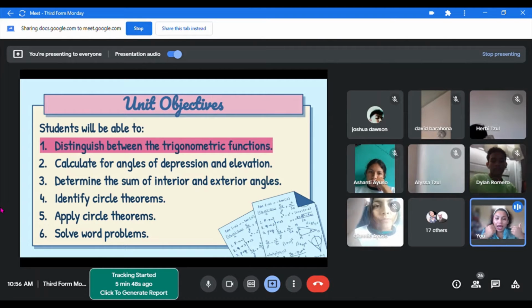cosine, and cosine, right? Now this week we are doing the second objective for our unit, which is to calculate for angles of depression and angles of elevation. And that is what we are covering for this week, right? Depression and elevation.